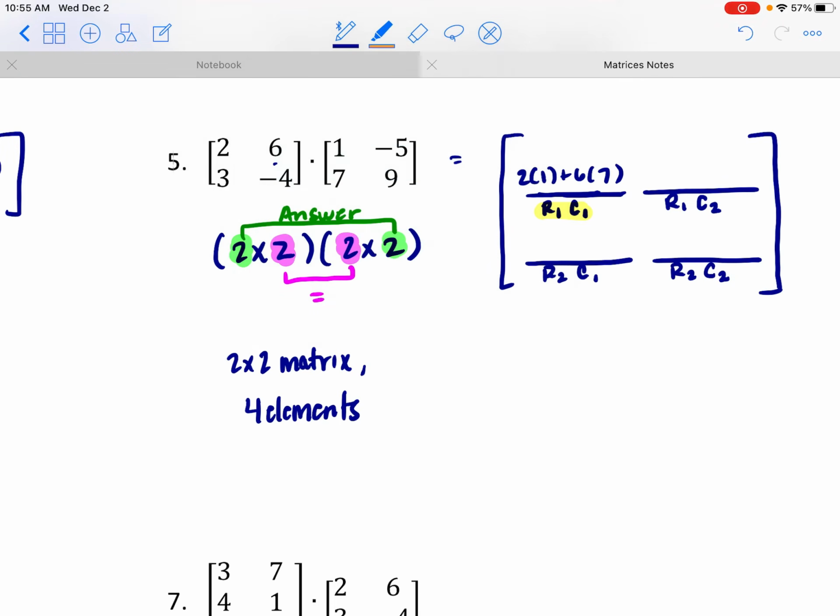So the next spot is row 1, column 2. To obtain row 1, column 2 in my answer, I'm going to multiply row 1 by column 2. So row 1 of the first matrix, column 2 of the second. So I will be multiplying the 2 with the 5 and the 6 with the 9. So 2 times 5 plus 6 times 9. Oops, that's a negative 5. Okay? So we're moving right along.